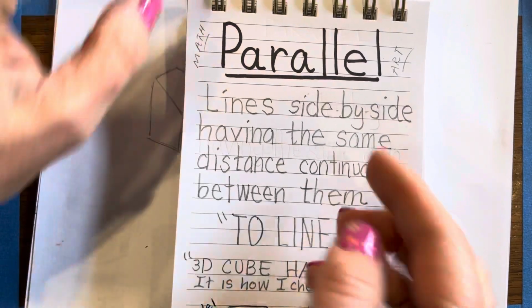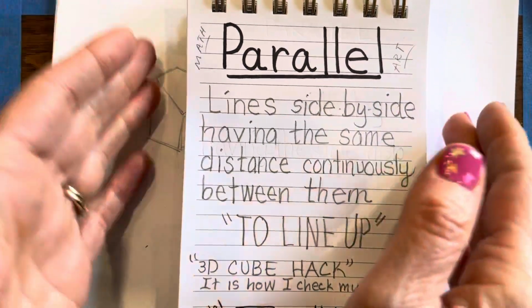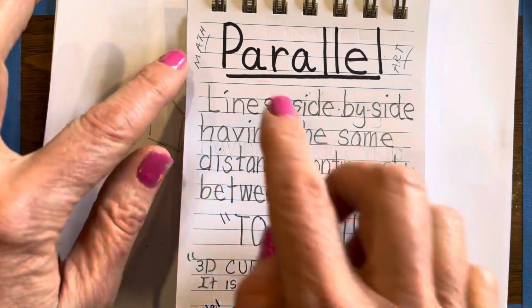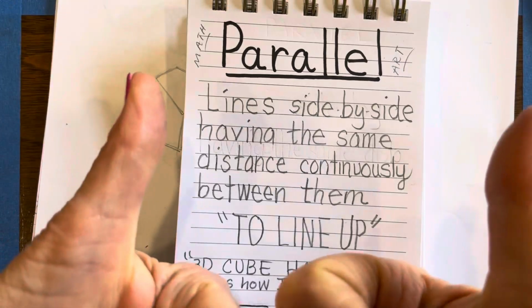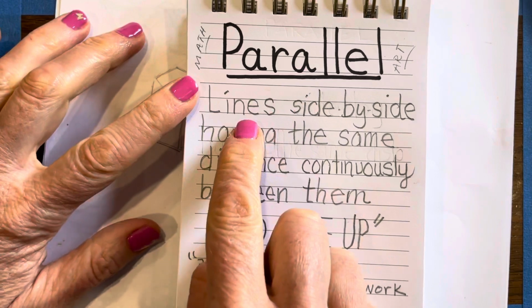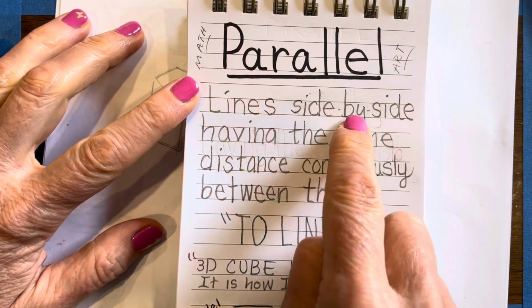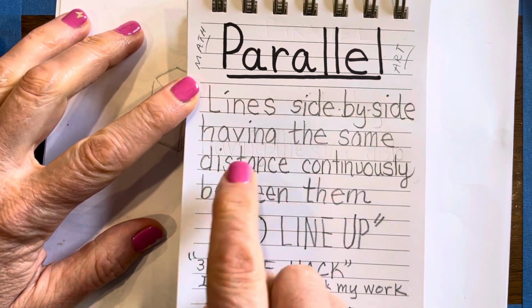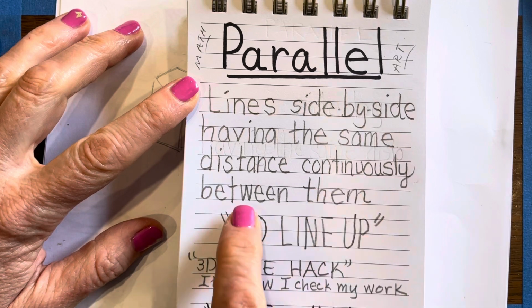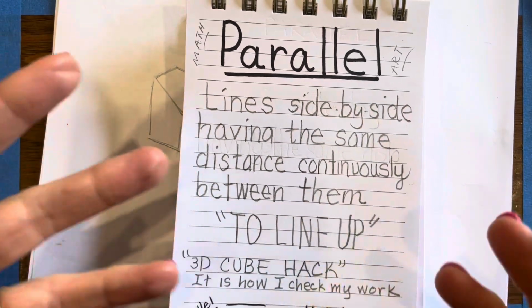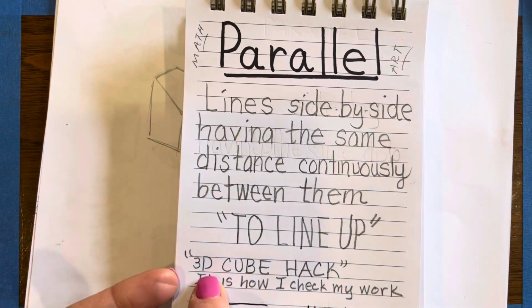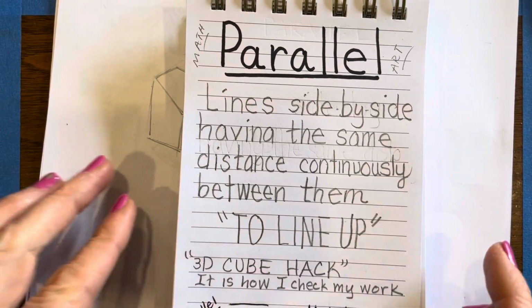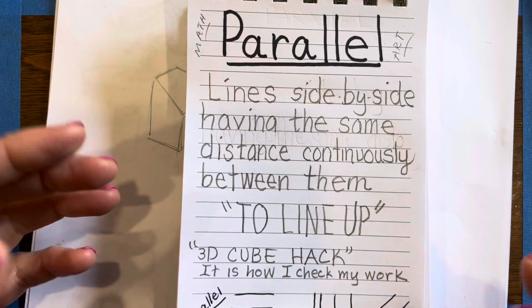Okay, the other big thing I need you to know right away before we start is, this is huge, the notion of parallel and parallel lines. Math, art, together, yay! Parallel lines are lines side by side, having the same distance continuously between them to line up. My friends, parallel lines is my 3D cube hack. It's how I check my work.